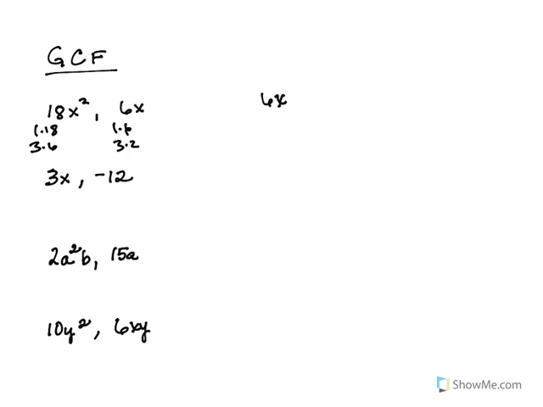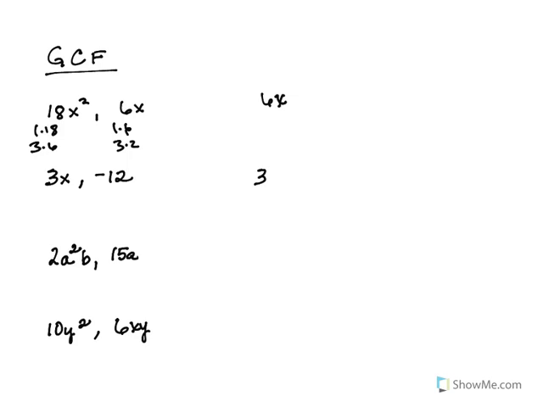Okay? 3x and negative 12. So the GCF for 3 and 12 is going to be 3. And then there's no x on the 12, so then there's no GCF for the x because it has to be enough to go into each term.